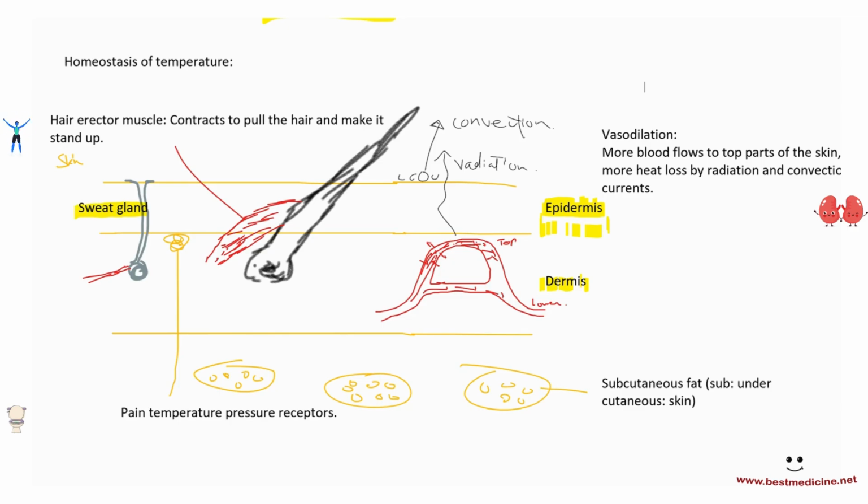The skin also contains hair follicles, and those hair follicles, as you can see, this shaft of hair here, is connected to a muscle. That muscle is called the hair erector muscle, also called arrector pili. The hair erector muscle will contract and pull the hair up. The skin also contains pain, temperature, and pressure receptors. The skin also contains subcutaneous fat that is under the dermis. And the skin contains blood vessels, of course. Have you ever seen someone blushing? That's due to the blood vessels present in the skin.